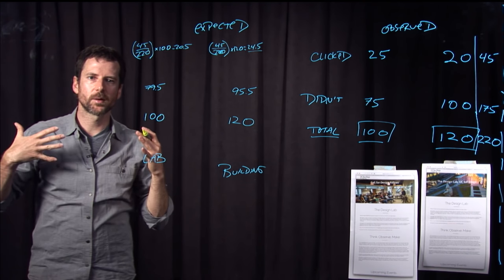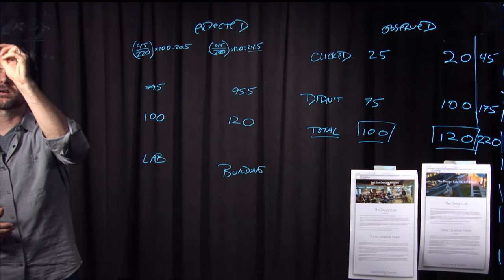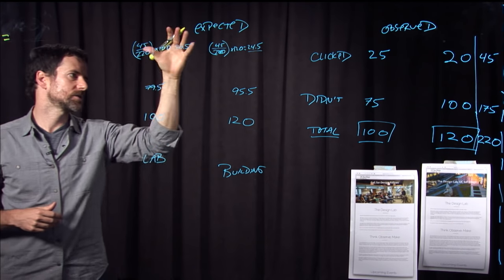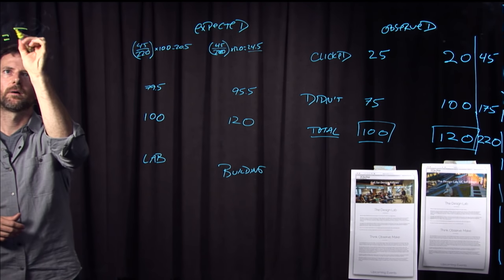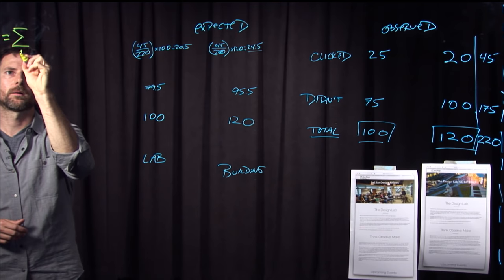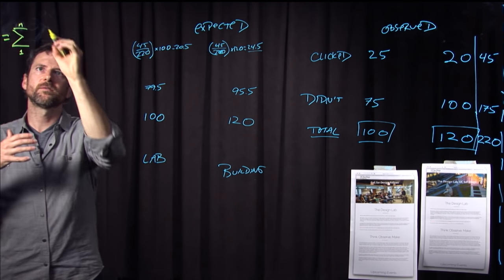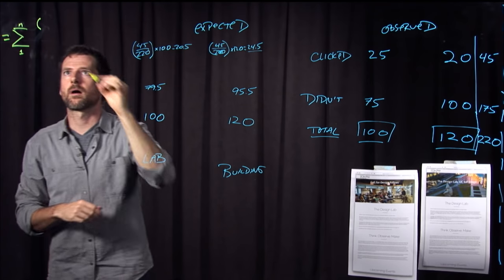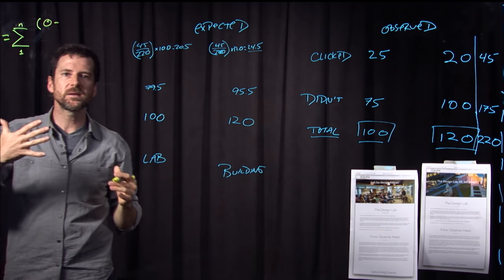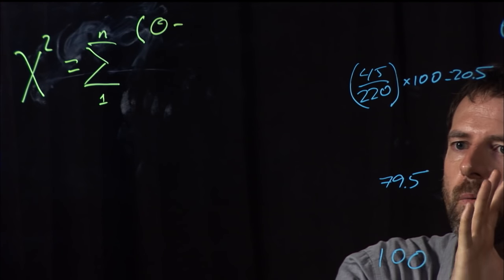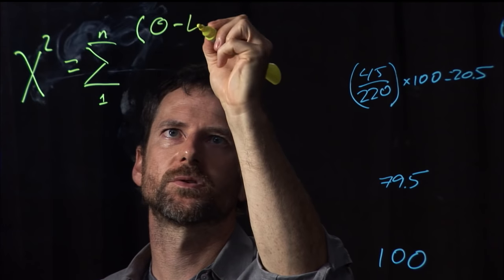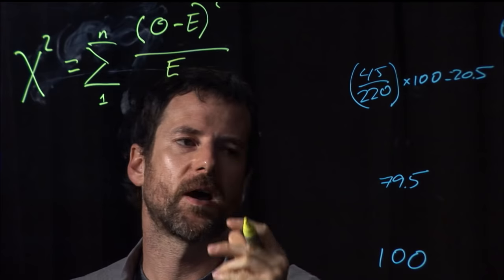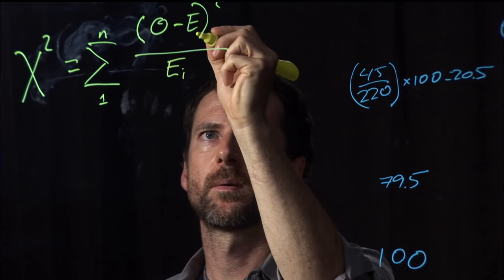You remember from the previous video that what we do with the chi-squared is that our chi-squared value is going to be the sum across all four of our cells of the observed value, so these values over here, minus the expected value, what we would see if the null hypothesis were true, and that's squared, over our expected value for that condition.